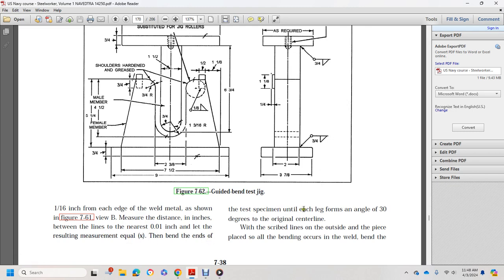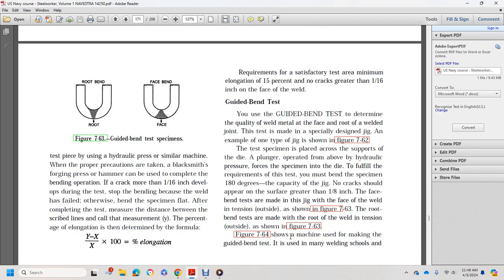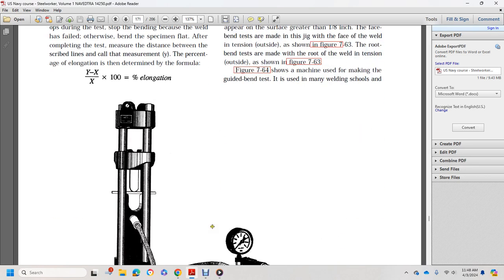Bend the test specimen until each leg forms an angle of 30 degrees to the original center line. The scribe lines are on the outside of the piece, and when the bending occurs, the weld bends. Bend the test specimen with hydraulic pressure. Similar machine precautions are taken when a blacksmith's forging hammer is used to complete the bending operation. If a crack more than 1/16 of an inch develops during the test, stop the bending because the weld has failed. Otherwise, bend the specimen flat. After completing the test, measure the distance between the scribe lines and call the measurement Y. The percent of elongation is determined by formula.